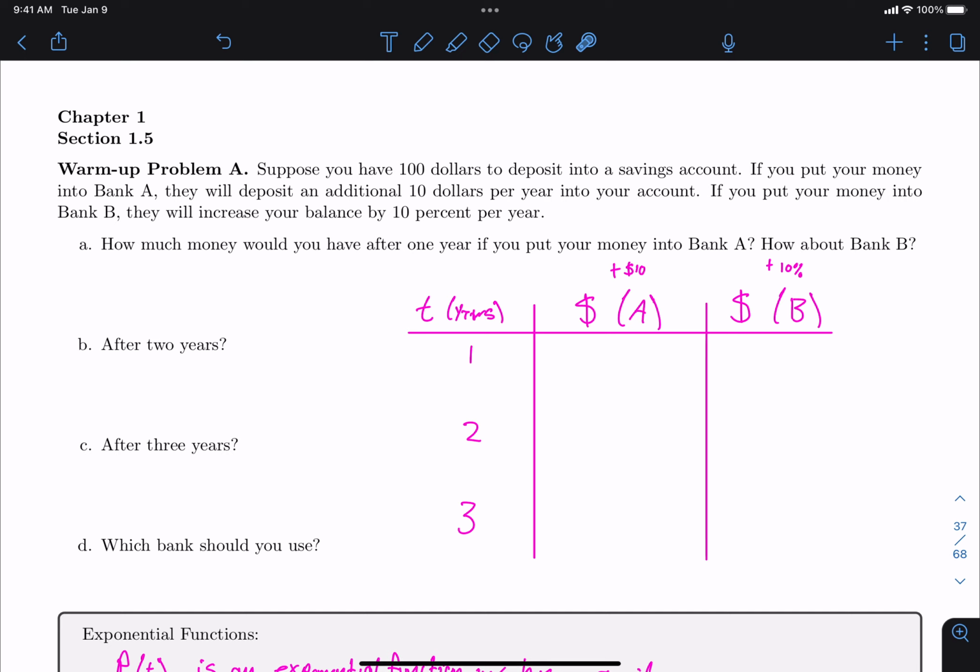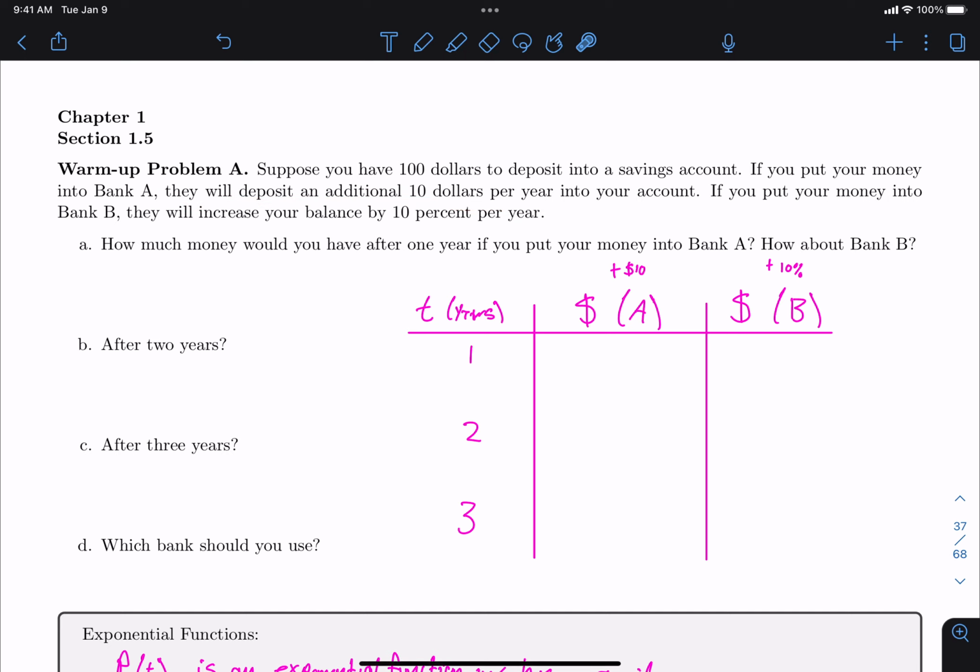So let's talk about a couple different banks. Now this is sort of unrealistic because nobody uses simple interest anymore, but let's compare two banks. One bank, Bank A, what do we say? They will deposit an additional $10 per year into our account year after year. They always give us $10.